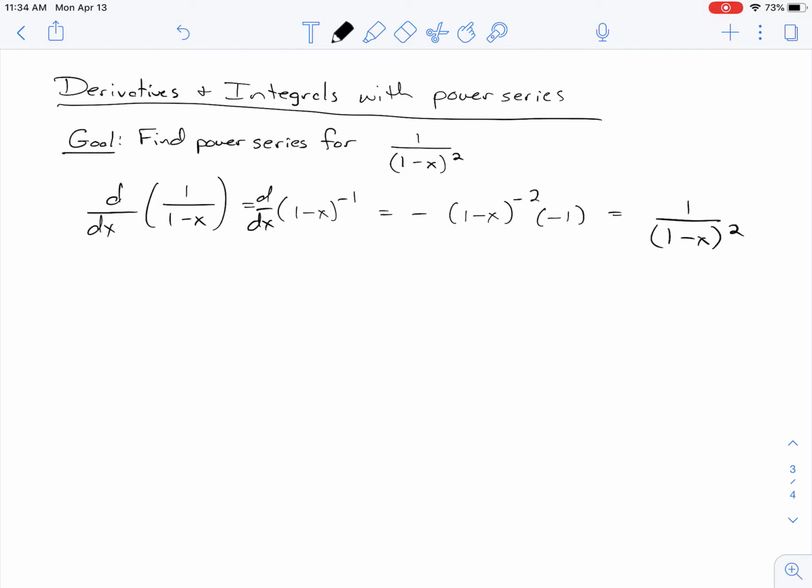All right, so that tells us that this function here that we want is the derivative of 1 over 1 minus x. Now we know 1 over 1 minus x is the power series that starts with 1 and then multiplies by x every time.